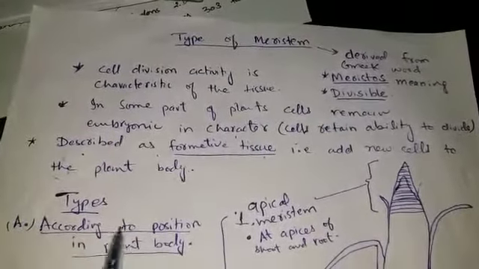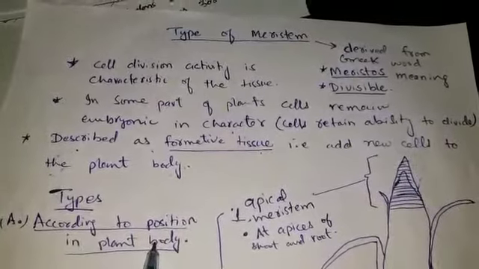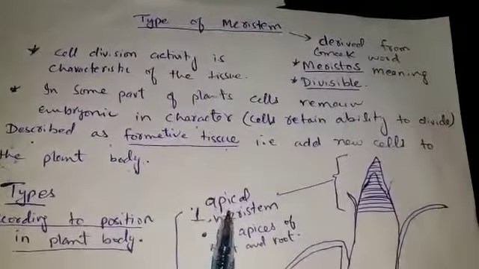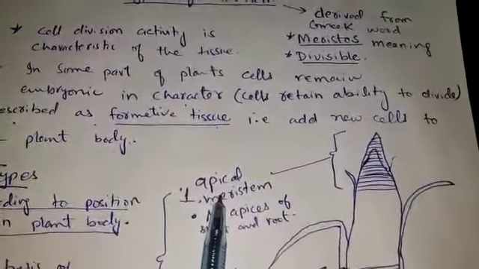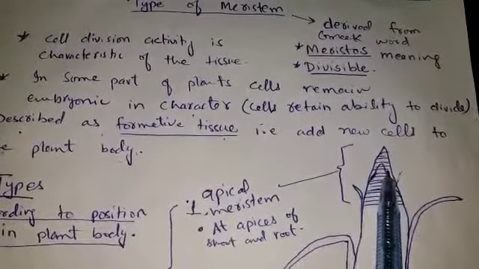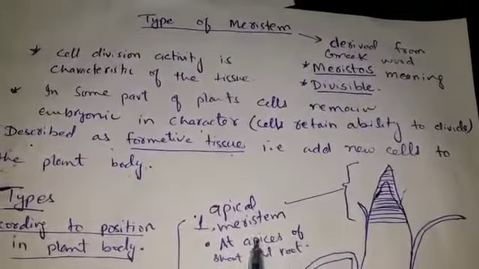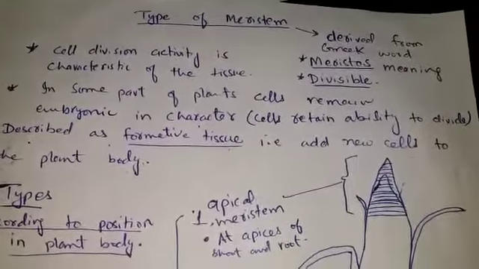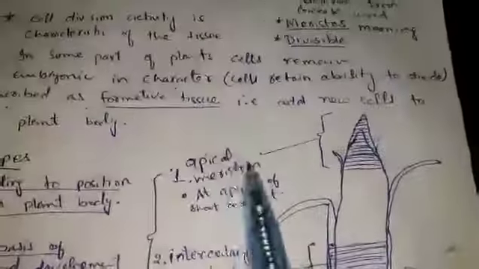Number A: according to the position in the plant body, there are three types of meristematic tissue. Apical meristem is present at the apices of roots and shoots. Apices mean the tips of the shoot and the tips of the root of the plant.